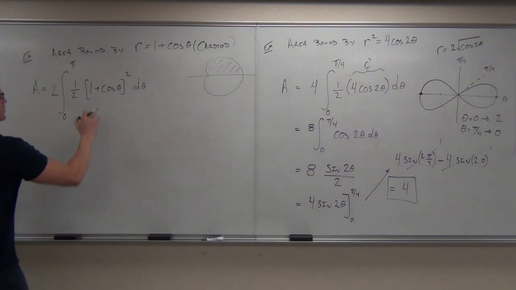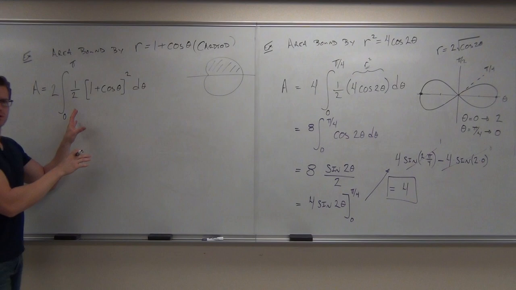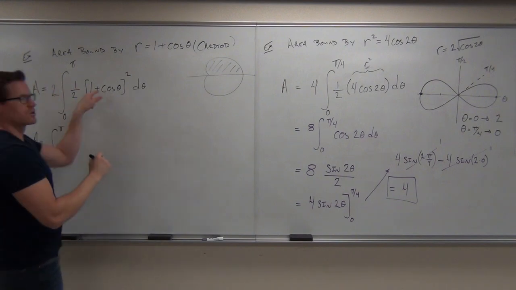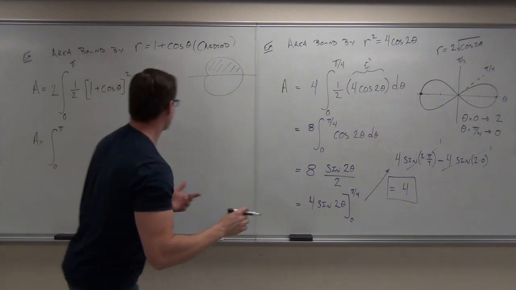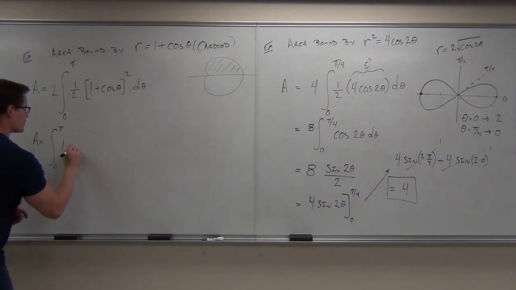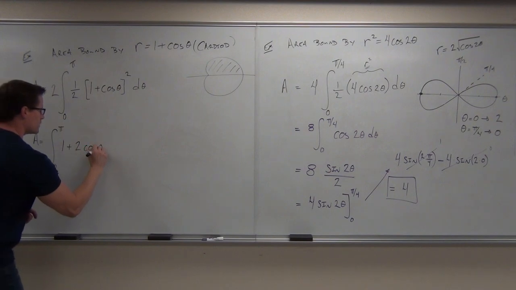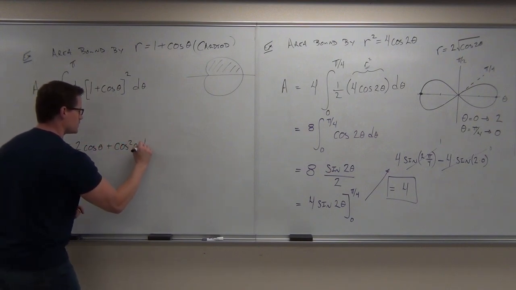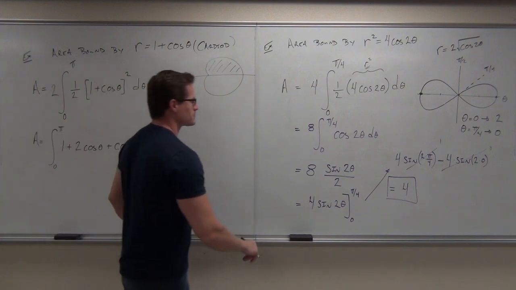So let's go ahead and go through this. You want to do it this way? So maybe you don't have to deal with a fraction. 2 times 1 half, no problem. So our area is 0 to pi, 2 and 1 half are gone. You're going to have to distribute that. So we're going to have 1 plus 2 cosine theta plus cosine squared theta d theta.